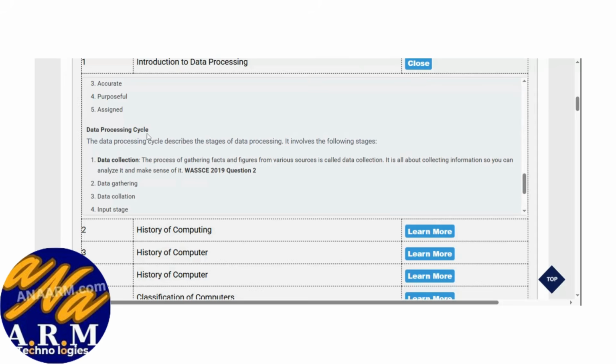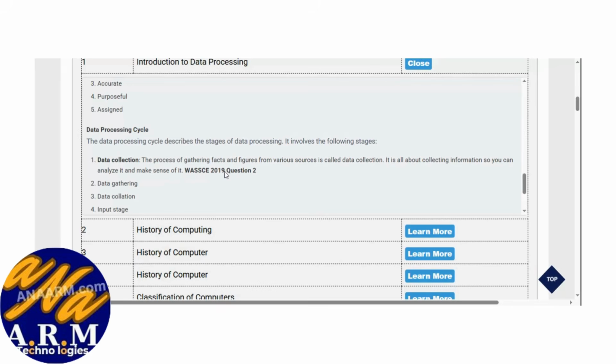Data processing cycle. The data processing cycle describes the stages of data processing. It involves the following stages. Data collection. The process of gathering facts and figures from various sources is called data collection. It is all about collecting information so you can analyze it and make sense of it.